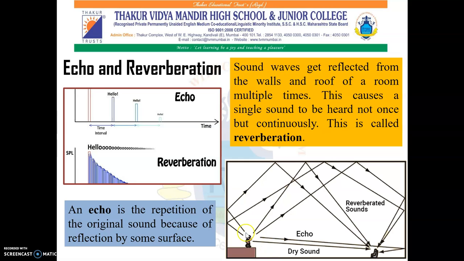You can see over here in this picture, this is the source of the sound, and the sound waves from this source are reflecting from the walls and the roofs of the room multiple times, and then they are reaching the person. Whereas in an echo, the sound is only reflected once and then it reaches the person.